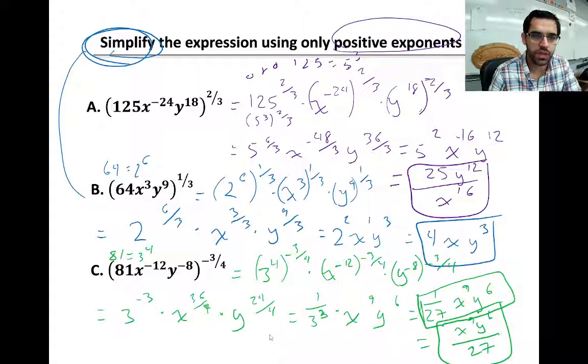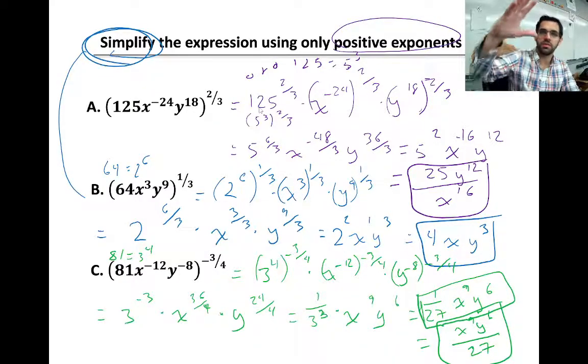Alright, some more examples. We have example A, where we're going to simplify the expression using only positive exponents. We have a negative exponent in example A, so we're going to take care of that. We're also going to distribute the exponent outside of the brackets to each base. 125 is our first base, so it's going to be 125 to the power of 2/3. X is our second base, and it already has an exponent, so we're going to multiply exponents. And then y is our last base, which also has an exponent of 18. So we're going to multiply that by 2/3.